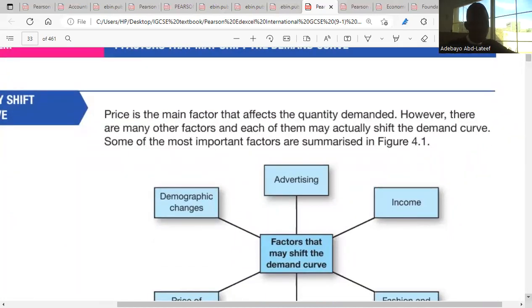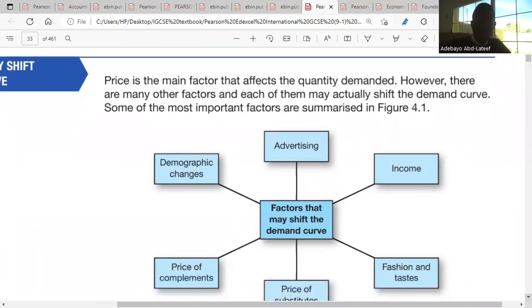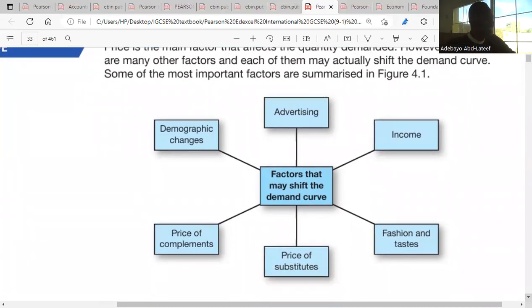So it said price is the main factor that affects the quantity demanded. However, there are many other factors and each of them may actually shift the demand curve. So what are those factors? Aside from price, which would lead to contraction and expansion, there are other factors that could shift the demand curve, either to the right or to the left. And these are the factors that we're seeing.